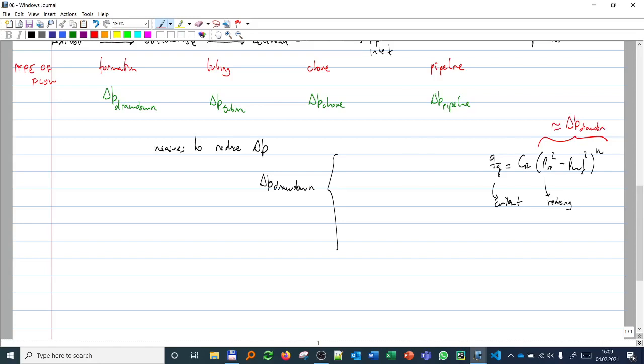So one option we have to reduce that delta P is, for the same rate, to simply do something to this guy. We can increase the productivity of the well. Typically I can do that, for example, with stimulation. I can do it with acidizing. I can do it with fracking, improving the connectivity of the well with the formation.